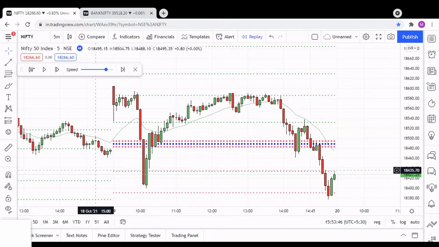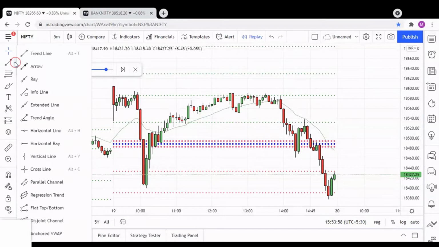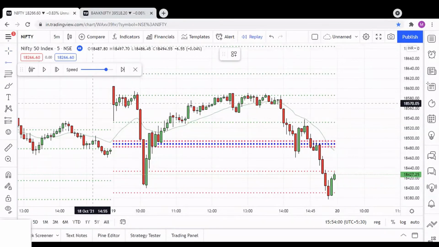Today we are going to see the end of the day chart analysis for Nifty and Bank Nifty on 20th October 2021. First, let us look at the Nifty chart and mark the important supports and resistance. To start off with, let's mark the PDH and PDL.